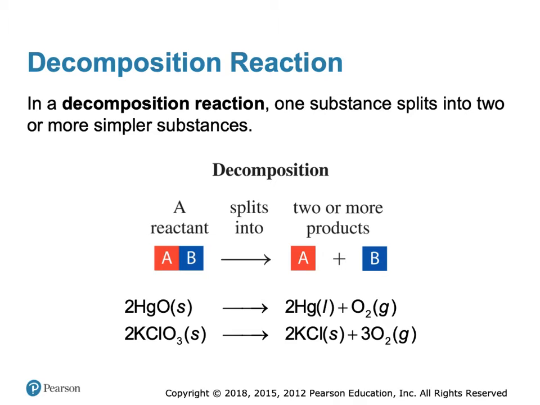In a decomposition reaction, one substance splits into two or more simpler substances. So you have a single reactant that will split into smaller parts. So you can see here, on the left, we have mercury oxide being split to mercury and oxygen. In the next reaction, we have potassium chlorate, and it will decompose into potassium chloride and oxygen.